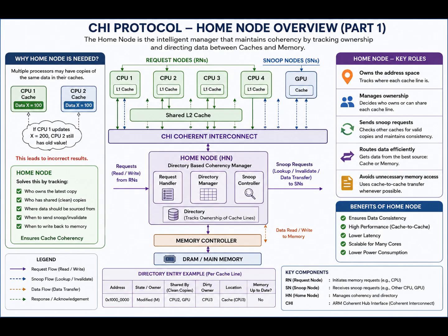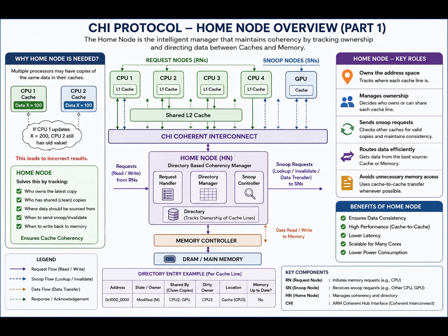Whenever a processor requests the data, the home node decides where the data should come from. Should it be read directly from the memory? Should it be fetched from another processor's cache? Should another cache first invalidate its stale copy? Should ownership be transferred? The home node makes all of these decisions automatically. Without it, every processor would have to communicate directly with every other processor, creating enormous complexity.